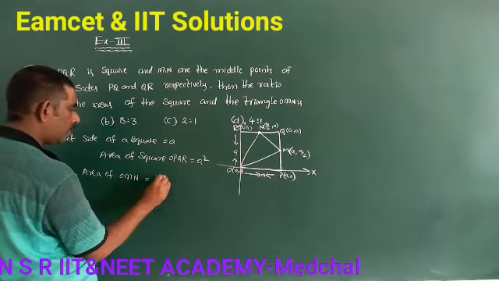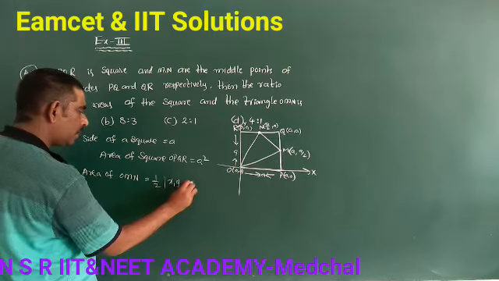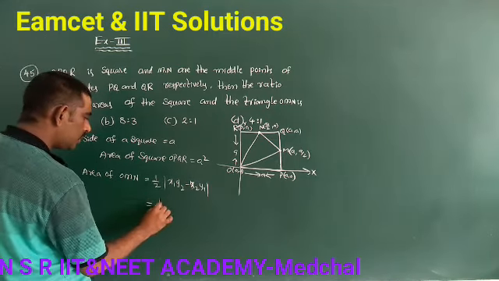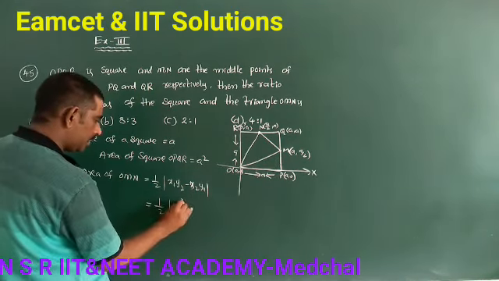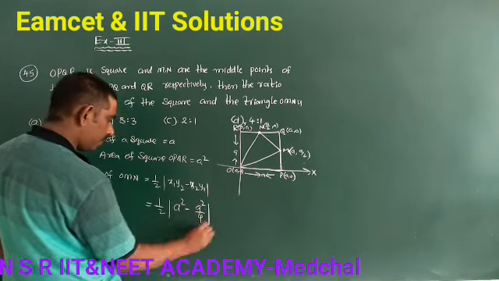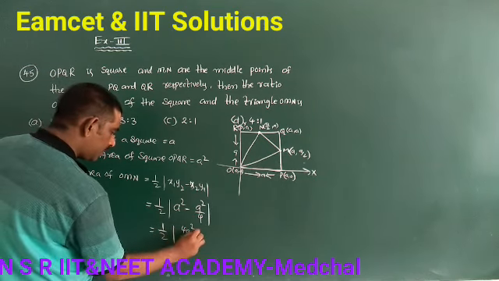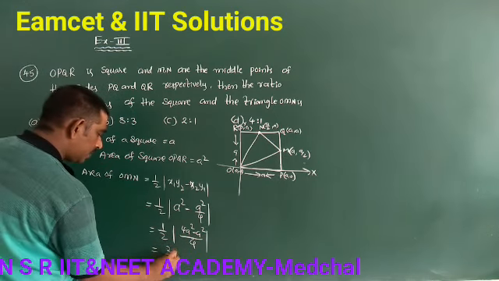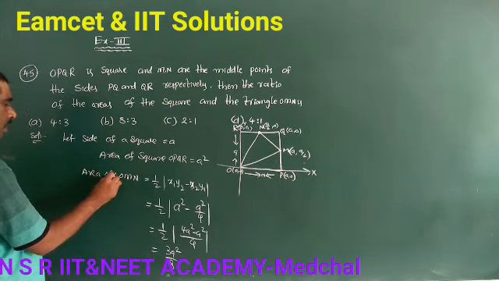Area of OMN equals half mod, since the origin is one vertex. What is the formula? x1 y2 minus x2 y1. So it is half mod of x1 y2, A into A square minus A by 2 into A by 2, A square by 4. Now half mod of 4A square minus A square, 3A square by 4. So we get 3A square by 2 into 4, 8. So this is the area of triangle OMN.